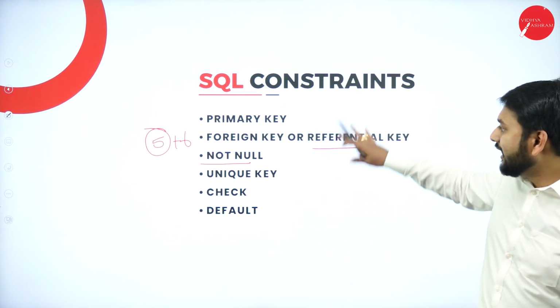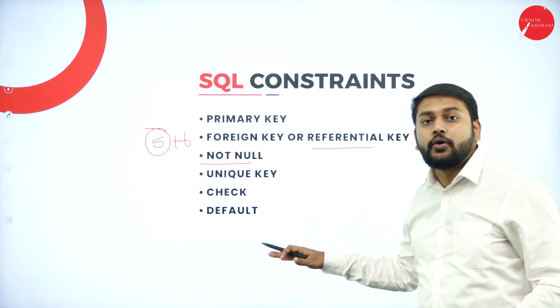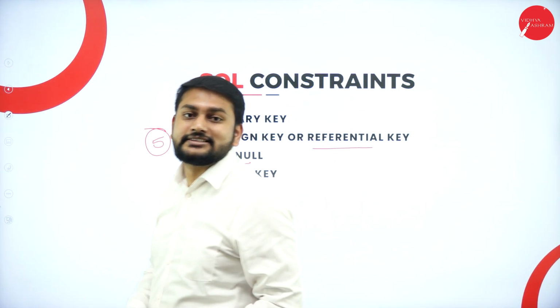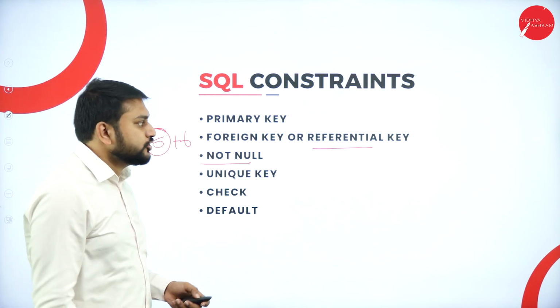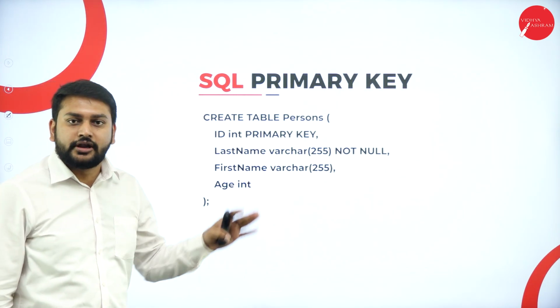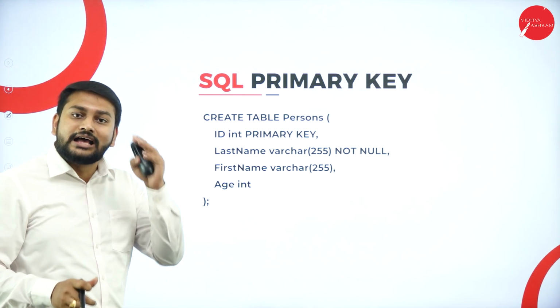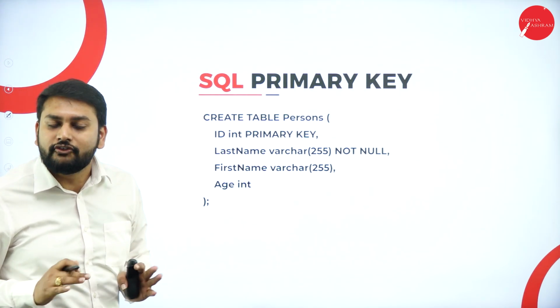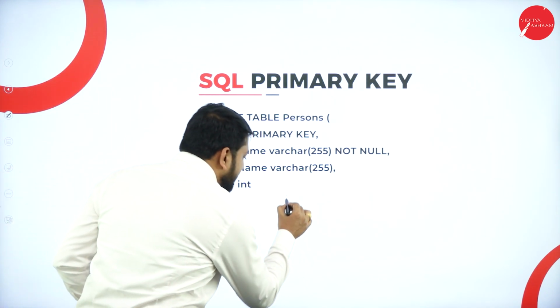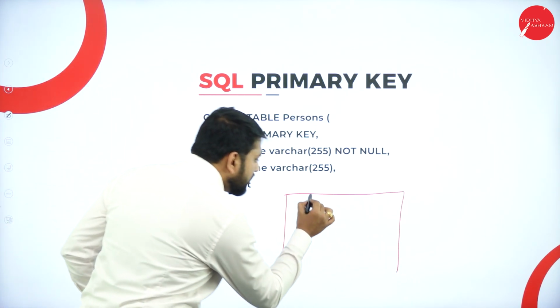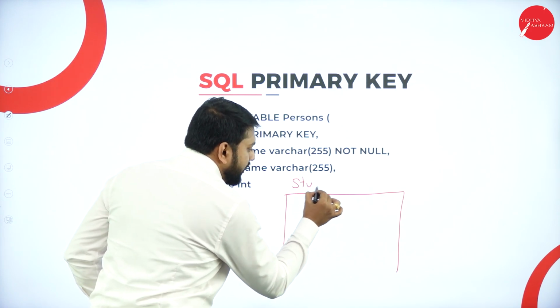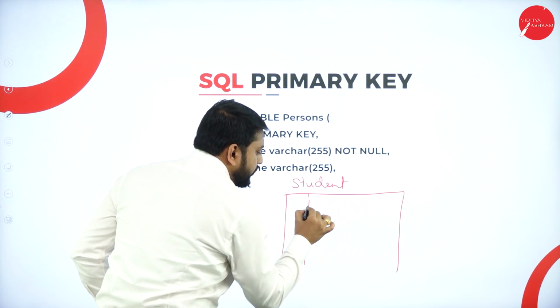So fine, what exactly is this constraint all about? Guys, let me explain this in detail one by one. Let me start with the primary key constraint. When I'm creating the table, I will make one of the columns a primary key. What is the meaning of primary key? Say for example, I'm creating a table. The name of the table is student.